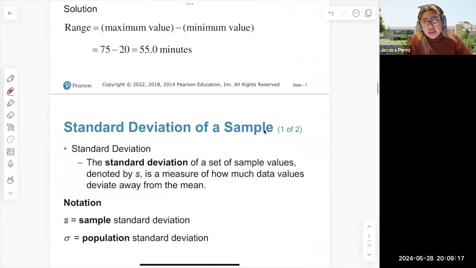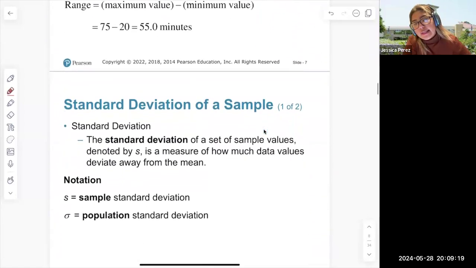Now, the standard deviation is different. You can calculate the standard deviation by hand, which takes a little more process. The standard deviation of a set of sample values, denoted by S, is a measure of how much data values deviate away from the mean. So it's actually the distance away from the mean.